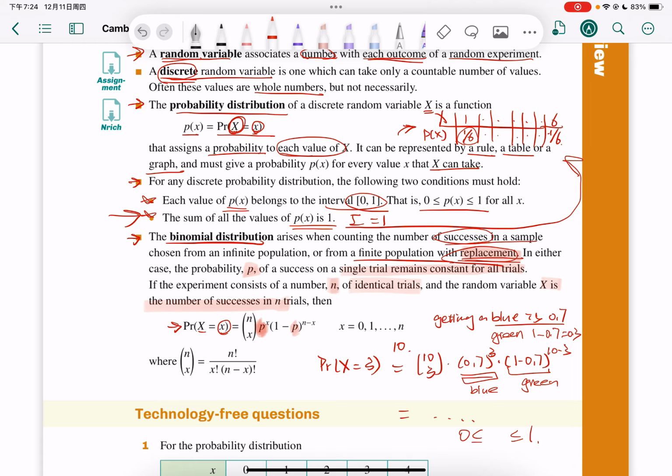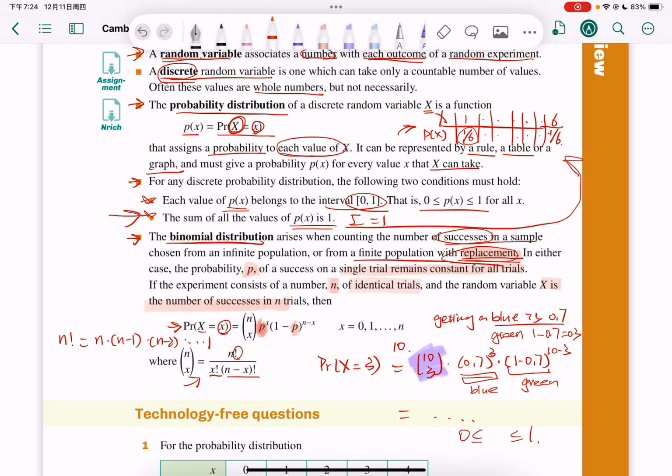Okay, so how do we calculate this thing over here? So we have 10 trials, and we're getting 3 of them to be blue. How are we calculating that exactly? So we have a formula over here, which is in terms of the factorial. So remember, n factorial is equal to n times n minus 1 times n minus 2 until 1. And we have x factorial and n minus x factorial down there.